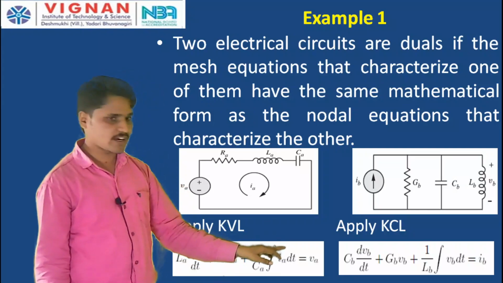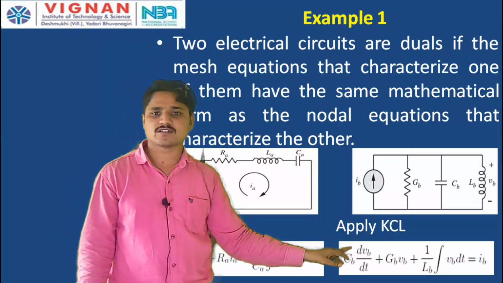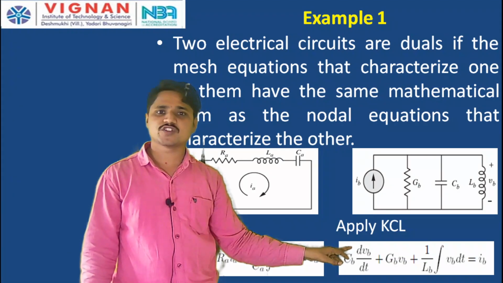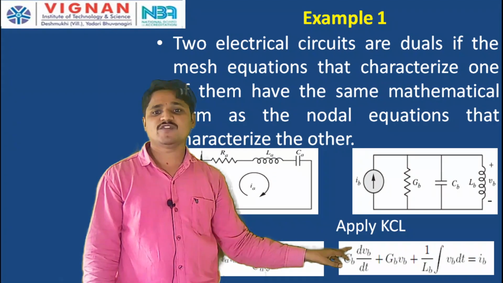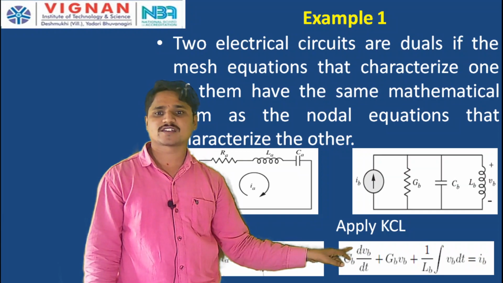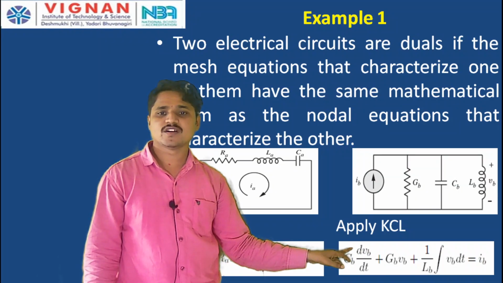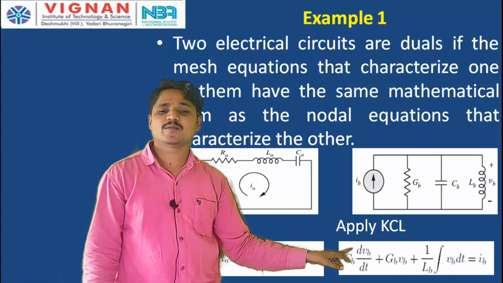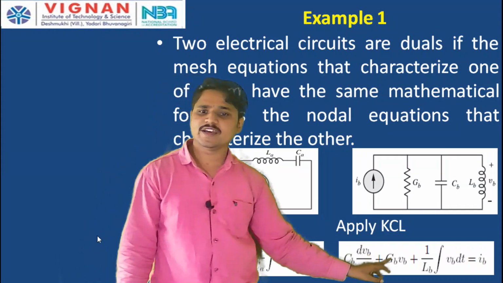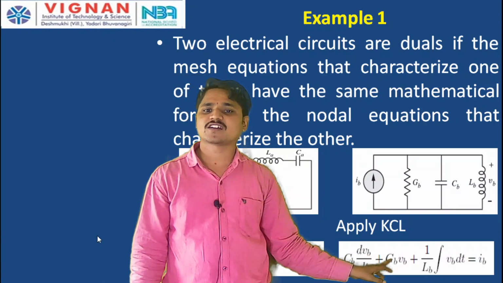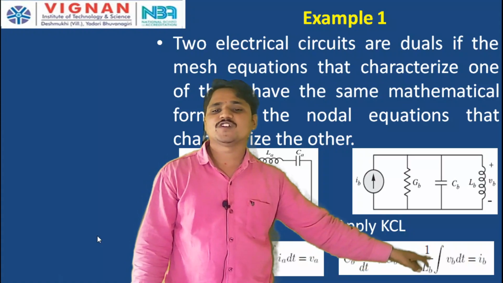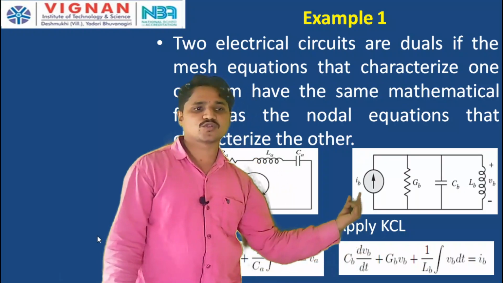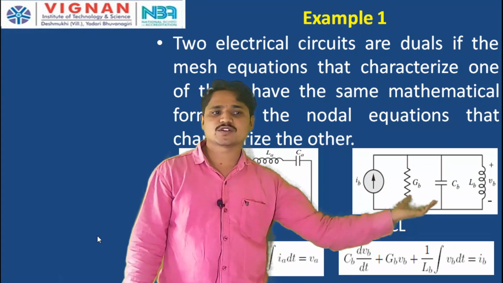If you apply Kirchhoff's current law, what is the current flowing through the capacitor? We know that I is equal to C into dV by dt. Therefore, Cb into dVb by dt, where Vb is the voltage across the capacitor, plus the current flowing through the conductance, which is voltage into conductance, Gb into Vb, plus the current flowing through the inductor, 1 by LA into the integral of Vb dt. That is equal to the current source Ib, or this sum minus Ib is equal to 0.